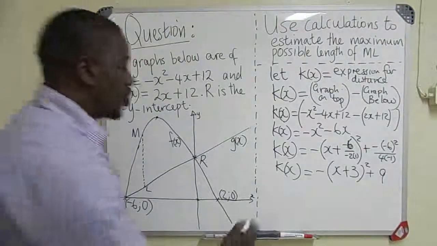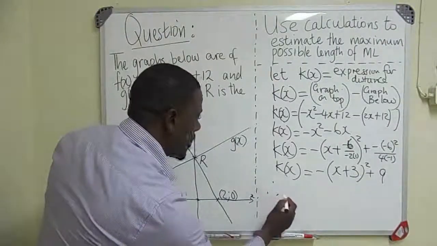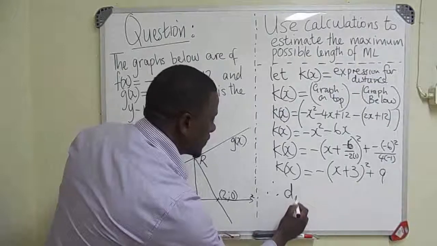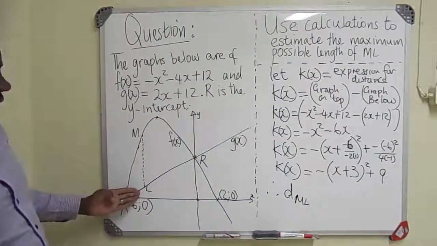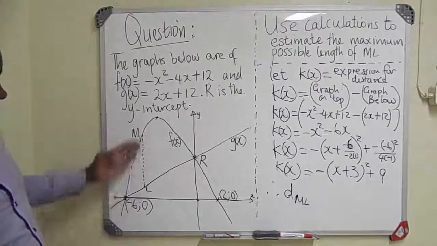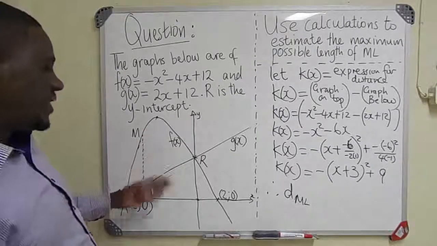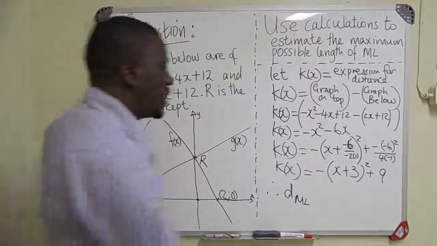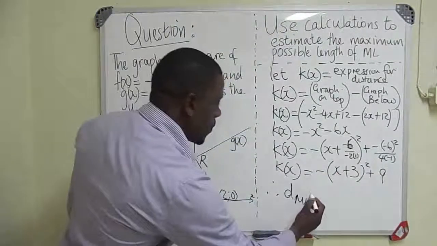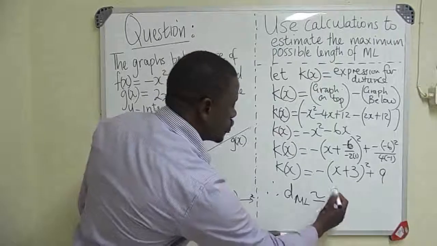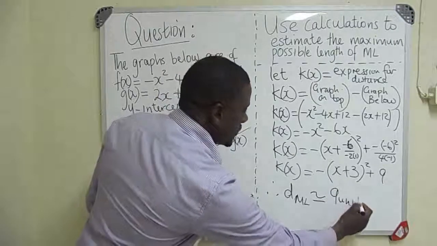So our distance ML, remember ML here is parallel to the y-axis. So our estimated distance is equivalent to our y value after completing the square, which is approximately equal to 9 units.